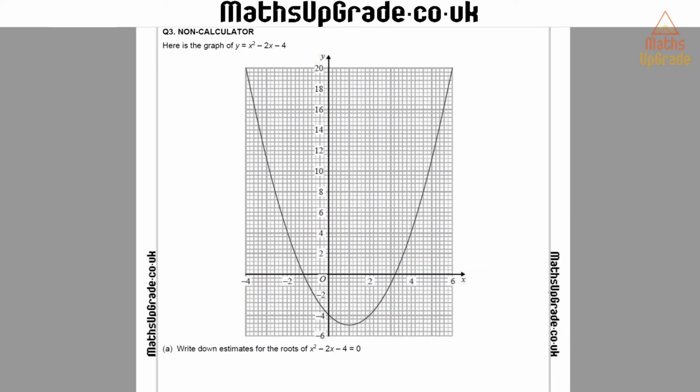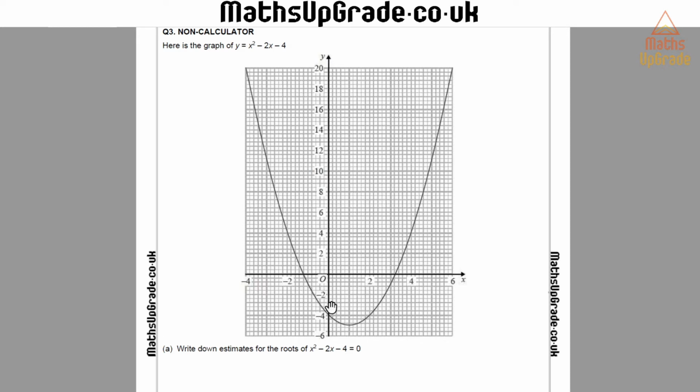Question 3. Here's the graph of y equals x squared minus 2x minus 4. So that's already drawn for us. You've got to be careful here of the different scales. You can see the x-axis is going across in 2's, whereas the y-axis is going up at half that. You can see that there.